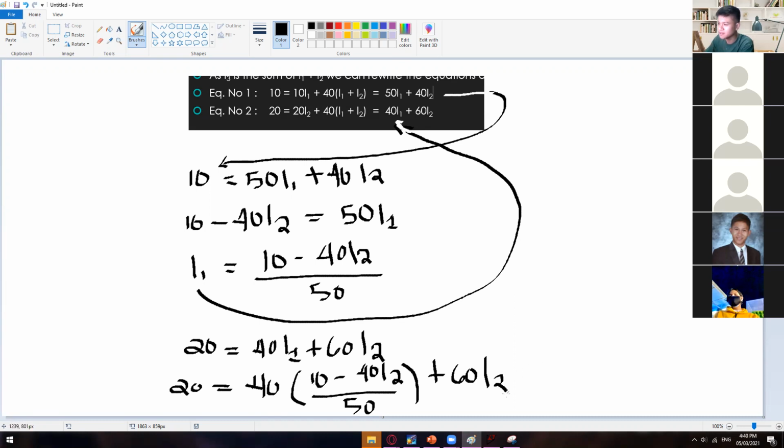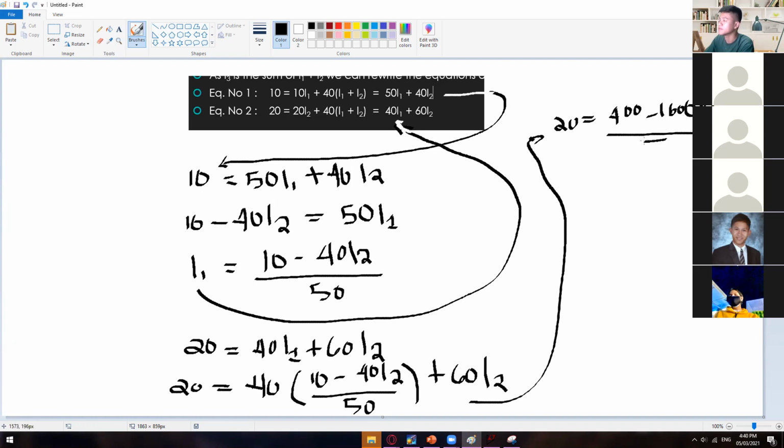So 40 times 10 will give you, so 20 is equal to 400 minus 1,600 I sub 2. Tama ba? 10 minus 40 I sub 2, divided by 50 plus 60 I sub 2. Okay, so from there, we could simplify this one a little bit more. So 400 minus 1,600 I sub 2 plus 50 times 60 is 3,000. Am I correct? 3,000 I sub 2 divided by 50.